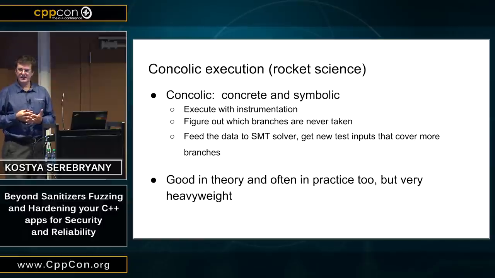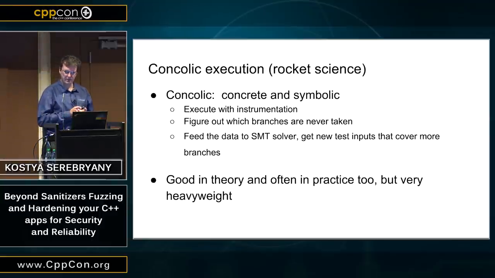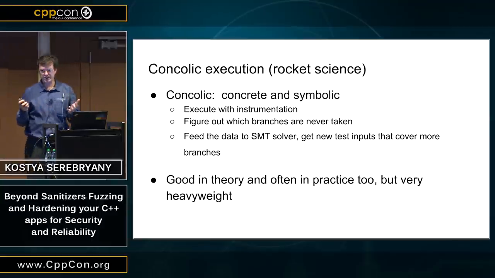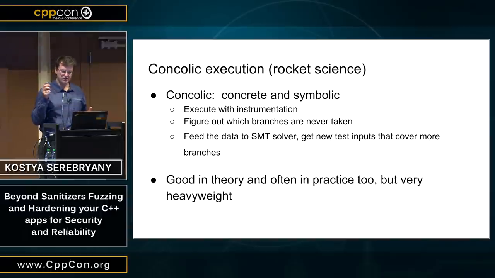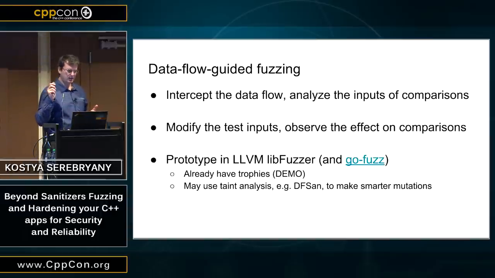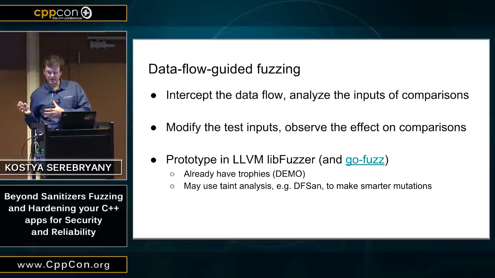But still, it's quite heavyweight. If you are a medium-sized code developer, you may not have resources or time or anything else to invest into this kind of heavyweight testing. I wish in 10 years there would be common frameworks or software as a service for concolic execution, but not today. We're trying to find some kind of middle ground between this rocket science fuzzing and simple mutation-guided fuzzing.